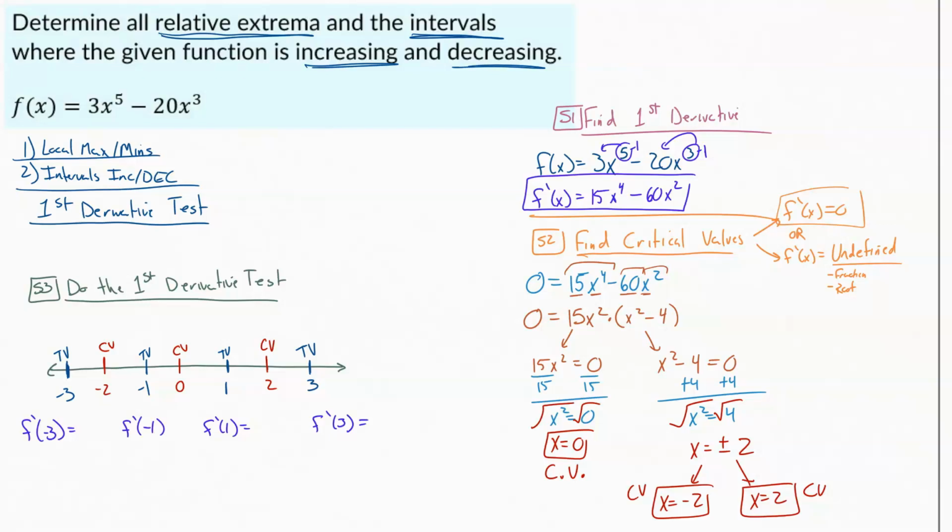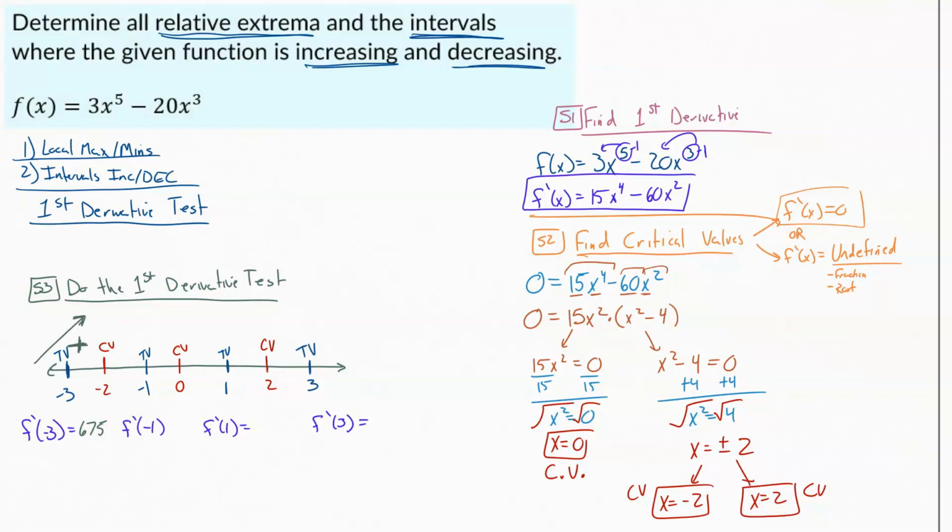When we plug in -3, we are going to get out 675. When you're doing this process, you could care less what the number is. What you're really looking for is just positive or negative. So to the left of -2, this was positive and therefore increasing coming into that critical value.